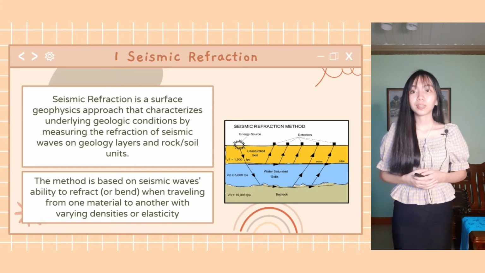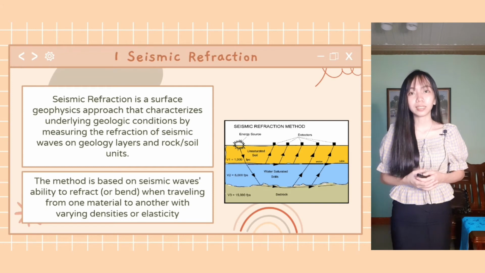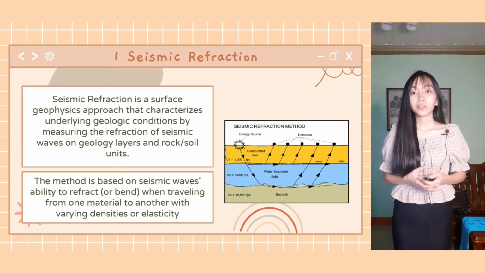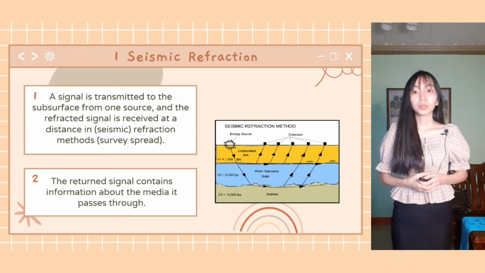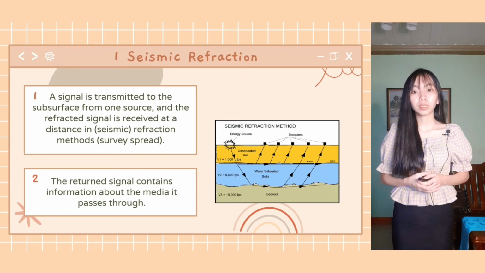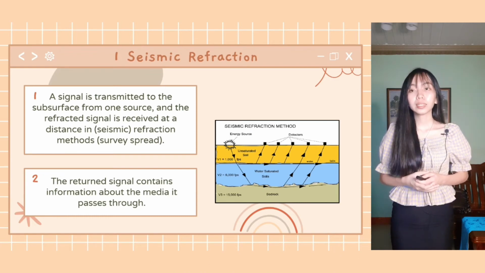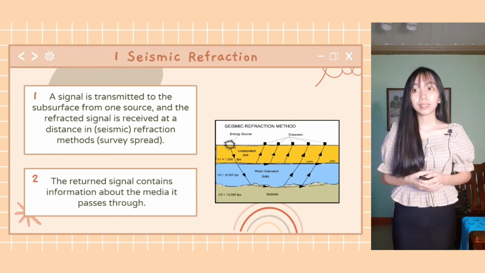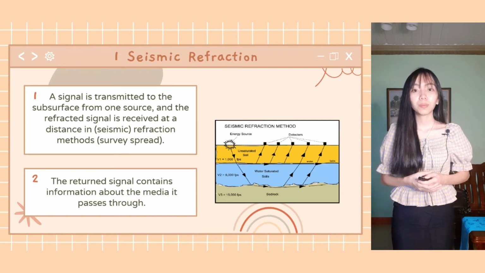The method is based on seismic waves' ability to refract or bend when traveling from one material to another with varying densities or elasticity. And the figure shown on your screens right now is an illustration of the process of seismic refraction method. How does the seismic refraction work? First, a signal is transmitted to the subsurface from one source, and the refracted signal is received at a distance in refraction methods. Second, the returned signal contains information about the media it passes through.